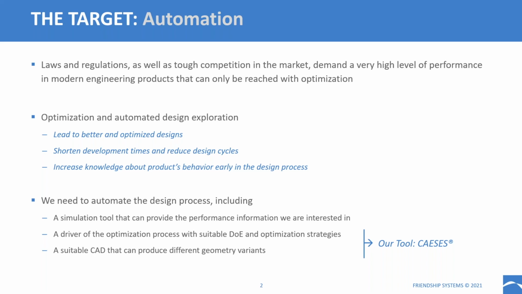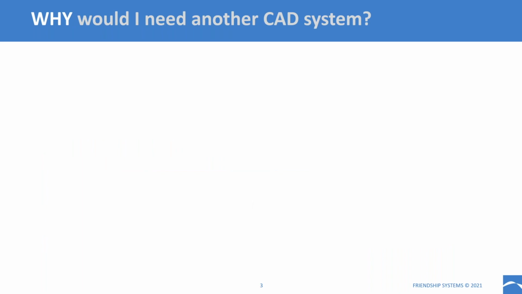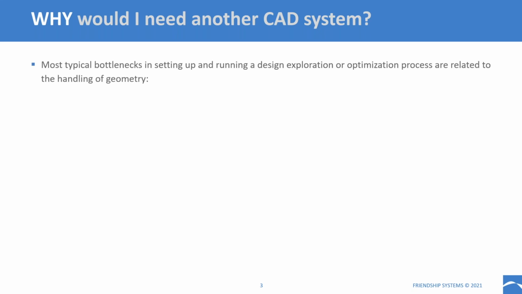And as I mentioned here, the CAD component is a quite important part of our tool CAESES. And Marco answered this question partially already, but many people we're dealing with ask themselves, why would they need another CAD system? Every company is using a CAD system nowadays. And in our experience, when trying to set up such an automated process, many of our customers experience most of the bottlenecks in the handling of the geometry.